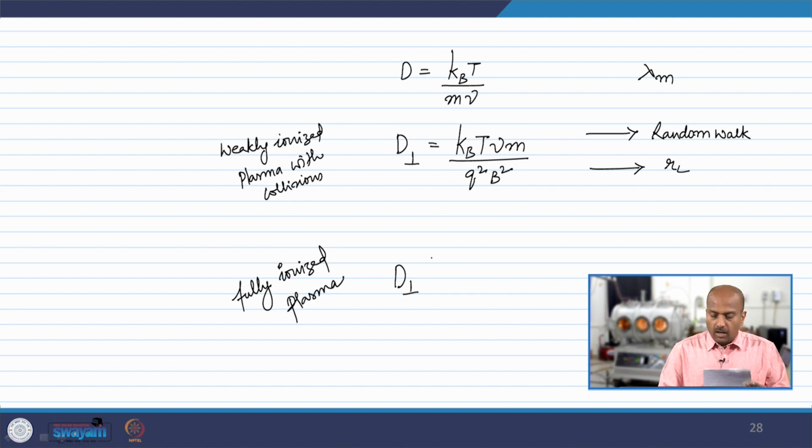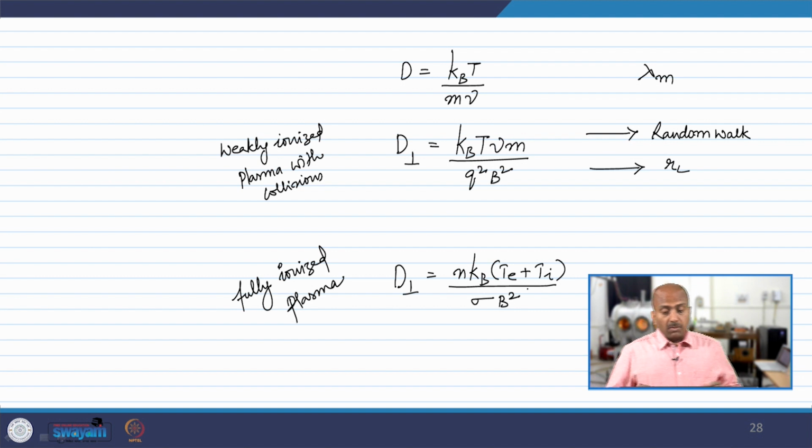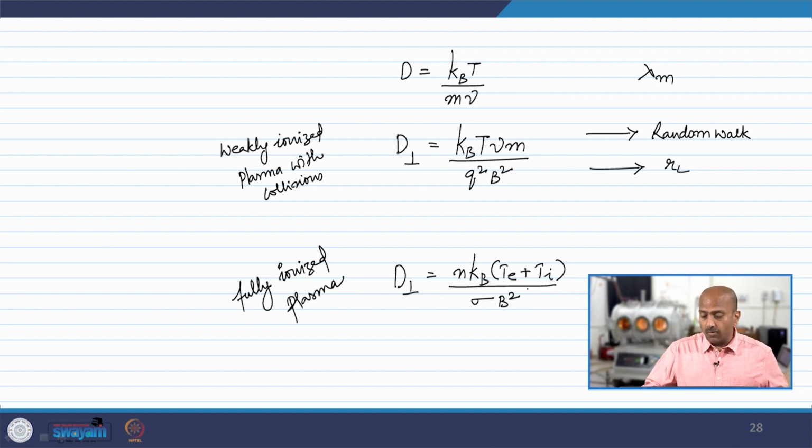the D perpendicular is what we have just derived, right, n kB (Te plus Ti) divided by sigma B square. So, here D perpendicular also depends on what? The conductivity, right. So, we have different things now, right. So, this is fully ionized plasma in the absence of collisions.